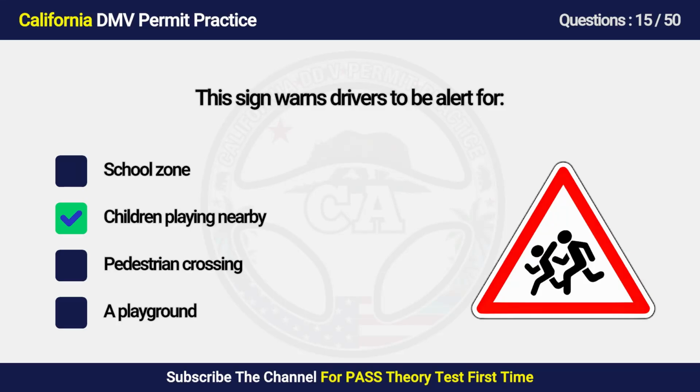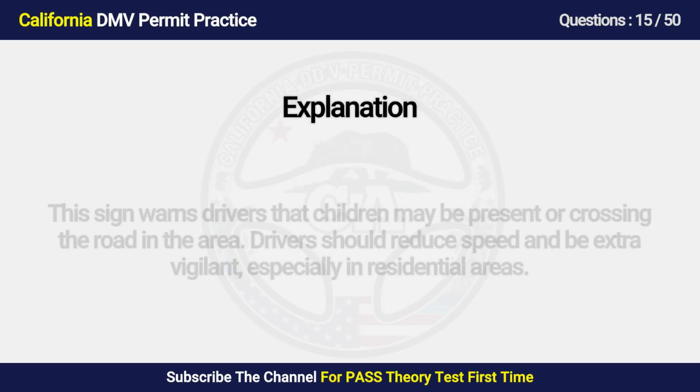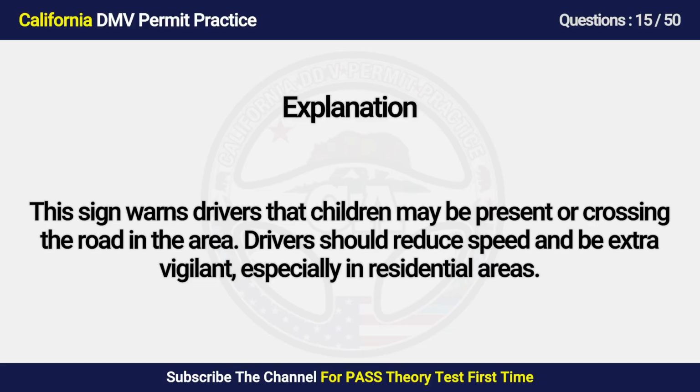Answer is B. Children playing nearby. This sign warns drivers that children may be present or crossing the road in the area. Drivers should reduce speed and be extra vigilant, especially in residential areas.